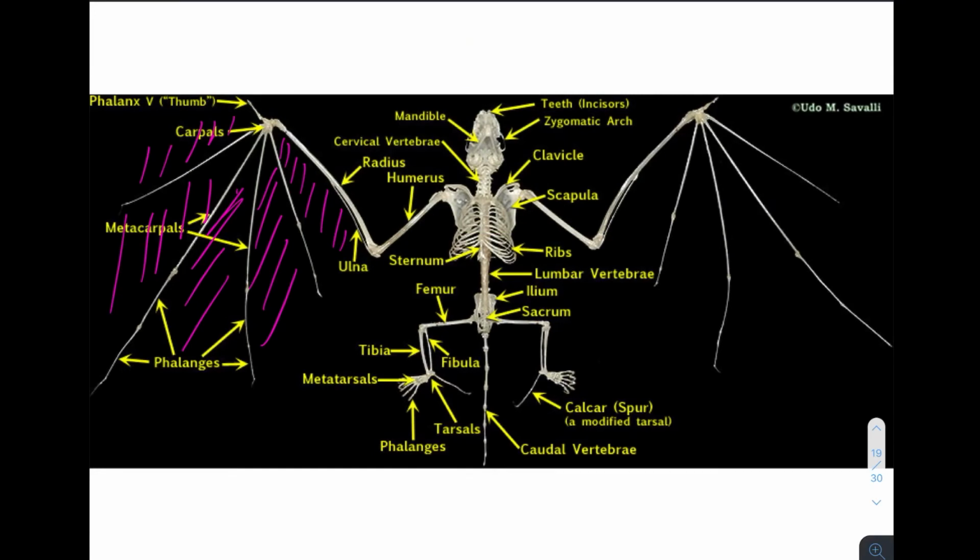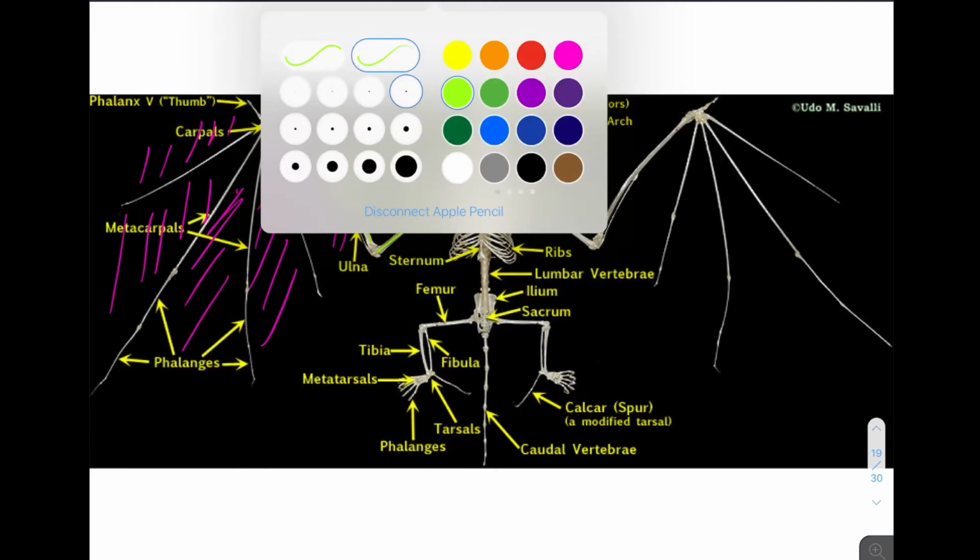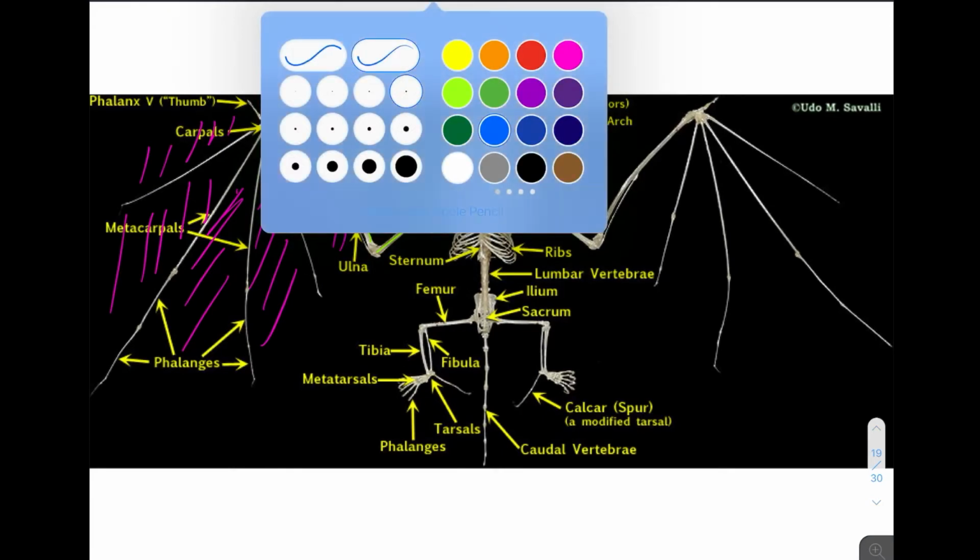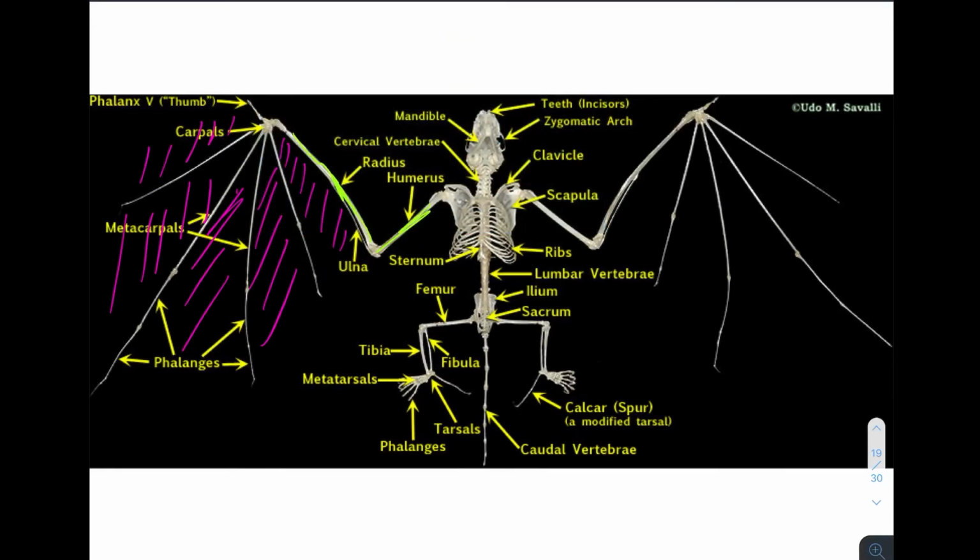And so you can see that from the humerus, you've got this radius and ulna that is pretty long, that starts this wing structure. And then you can see the phalanges. Now this one is phalanx number 5, which tells you, if you're looking at your own hand, that's your pinky phalanx.